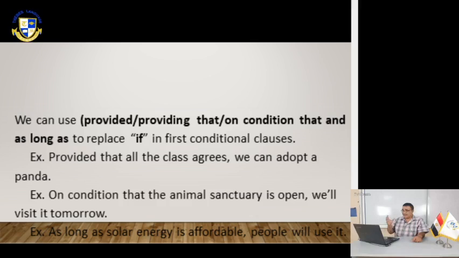On condition that the animal sanctuary is open, we will visit it tomorrow. On condition that, it means if. On condition that the animal sanctuary is open, it means if the animal sanctuary is open. As long as solar energy is affordable, people will use it. As long as solar energy is affordable, if solar energy is affordable. So provided that, providing that, as long as, on condition that, all those are alternatives to if. They could be used instead of if.